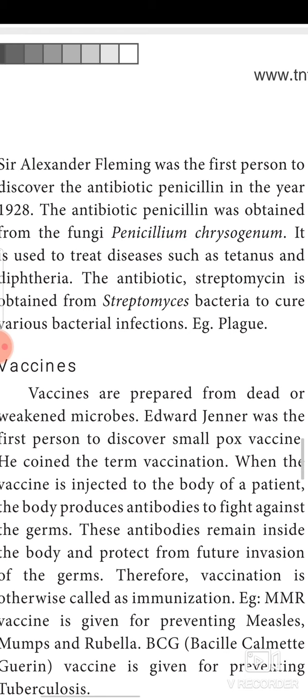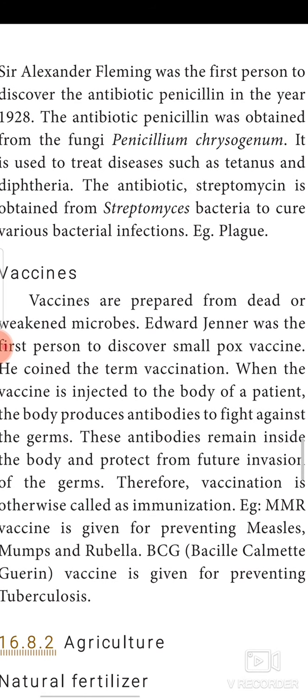like plague. Next, the second medicinal importance is vaccines. Vaccines are prepared from dead or weakened microbes. Edward Jenner is the first person to discover the smallpox vaccine. A very important thing in medical history, the discovery of the smallpox vaccine, was made by Edward Jenner. He coined the term vaccination.